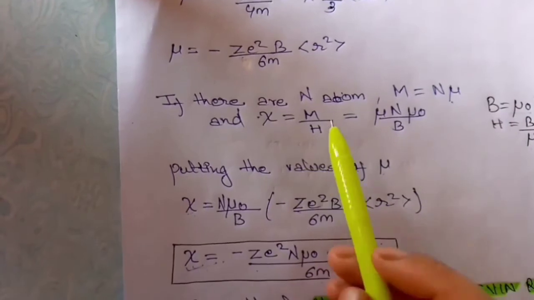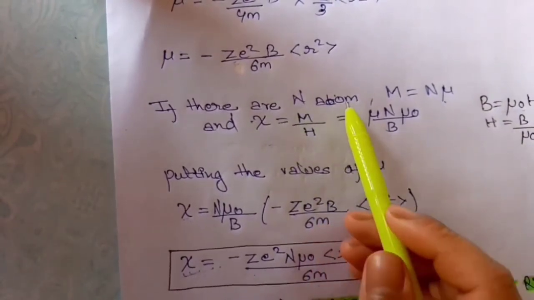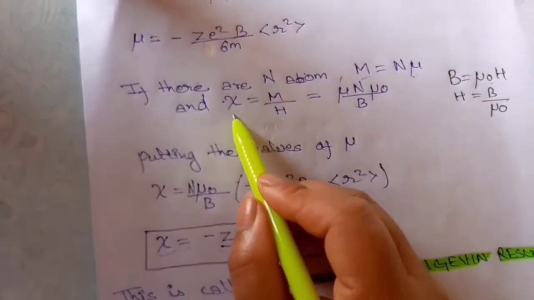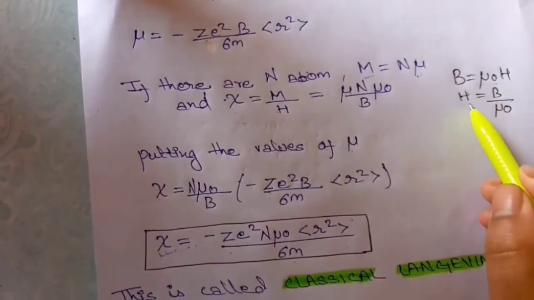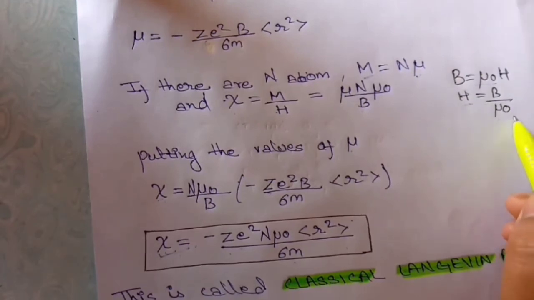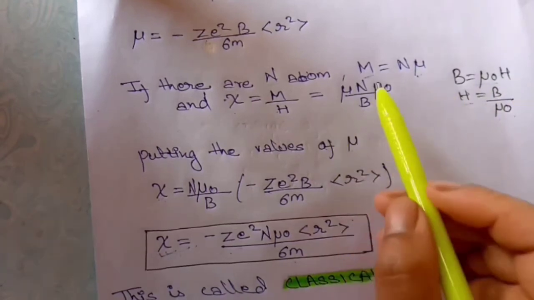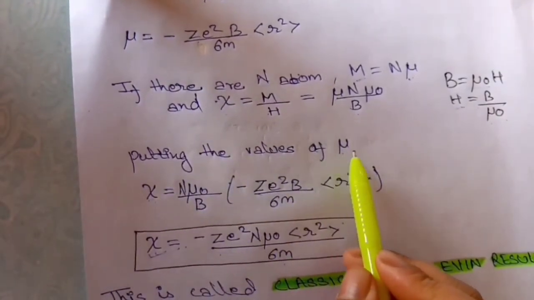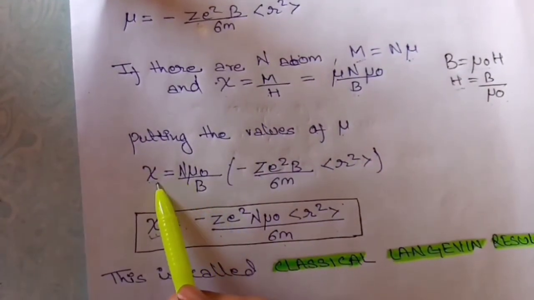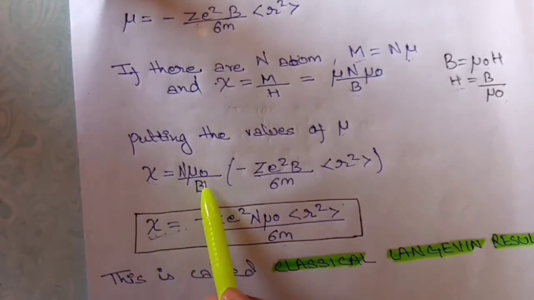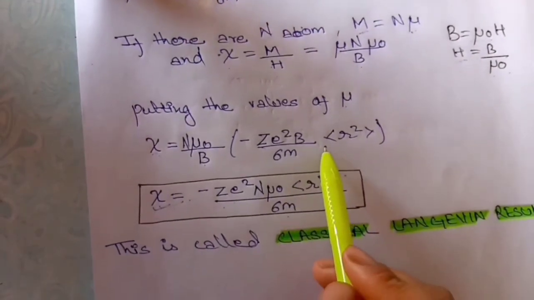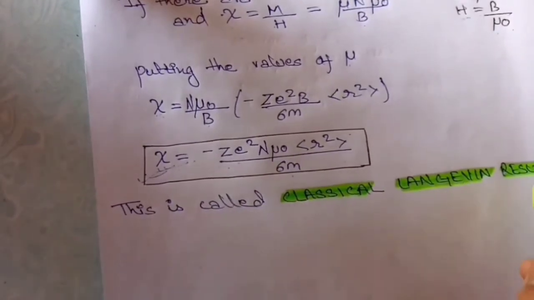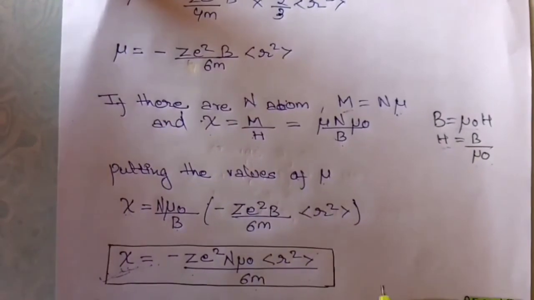So now when this magnetic moment is multiplied by n, where n is the number of atoms, the magnetization becomes n into mu, and magnetic susceptibility is M over H. So we can write H as B divided by mu naught, since B equals mu naught H. So the susceptibility becomes mu naught M divided by B. So putting the value of mu in the equation, we get the magnetic susceptibility equals n mu naught divided by B into mu. So this is the susceptibility of the diamagnetic materials, and this is called the classical Langevin result. And the theory we were doing is the Langevin theory of diamagnetism.